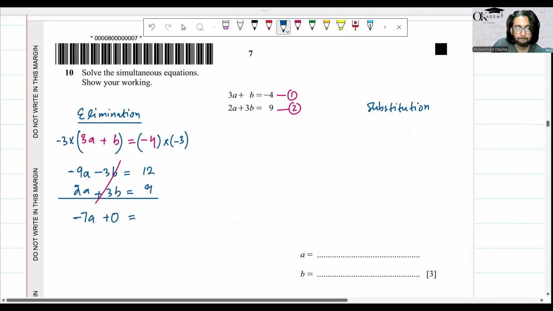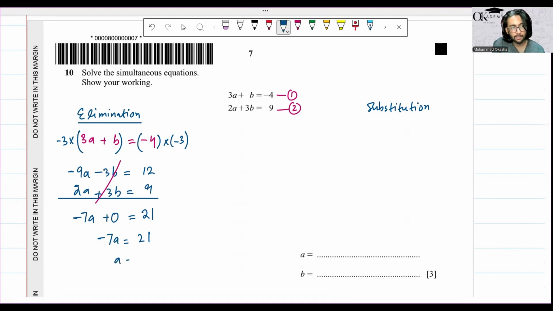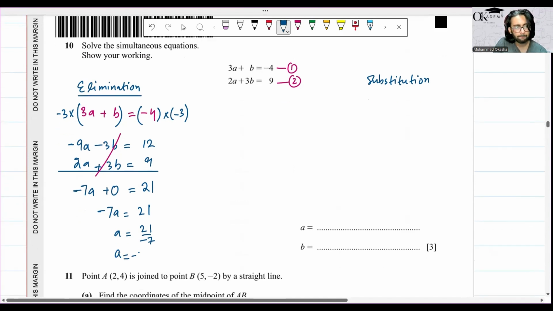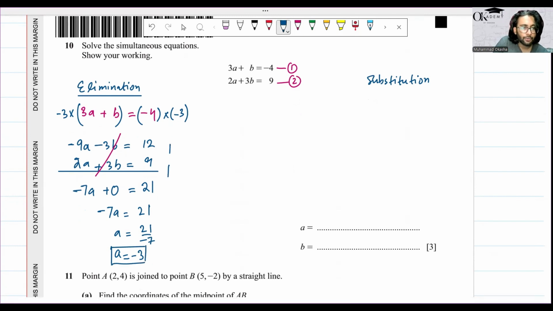Right. So 21. Negative 7a equals 21. If I divide by negative 7 on both sides, I'm going to get 21 divided by negative 7. I think I'm going to get negative 3. Okay. So you got the value of a. I think once you get the value of one variable, it becomes really easy. Now it's a matter of choice. You can either put it in this equation or this equation to get the value of the other variable.